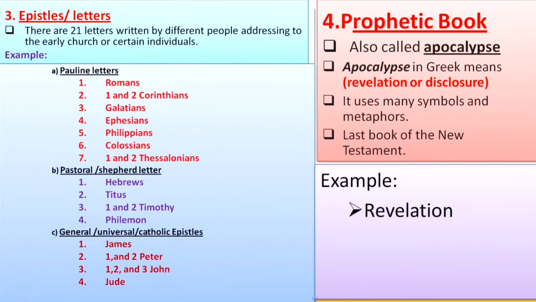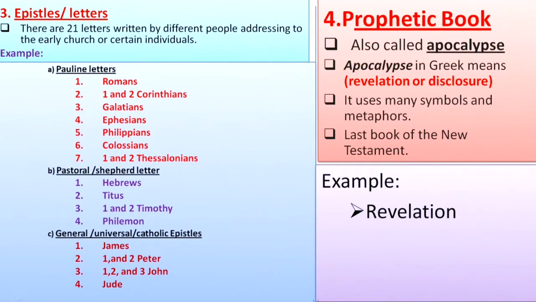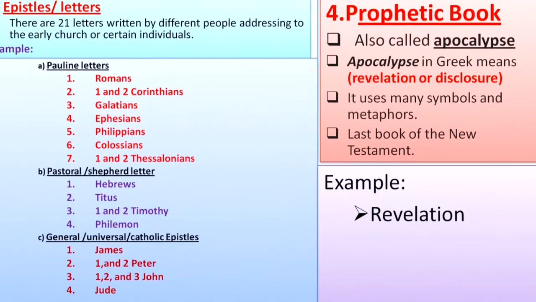The epistles, they are the 21 books. We have 21 letters that were written by different people addressing the early church, and certain individuals. Most of these books, they were written by Paul. And examples of these books, we have the first category, we have Pauline letters. As the name suggests, written by St. Paul. Examples, we have Romans, 1 Corinthians, 2 Corinthians, we have Galatians, we have Ephesians, we have Philippians, we have Colossians, we have 1st and 2nd Thessalonians.